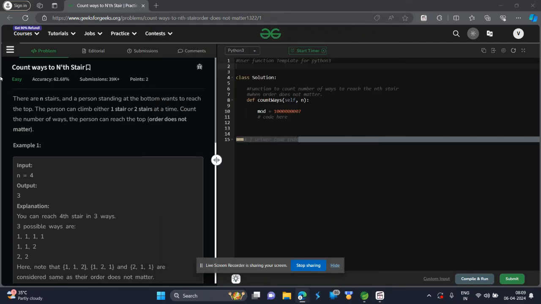Today we are going to solve count ways to nth stair. In this question you are given a value n and you have to return how you can reach this nth stair using only two methods. You can climb only one stair or you can climb two stairs. If you're not able to comprehend, think of it as you have to form a number n using two numbers only, using only one or using only two.